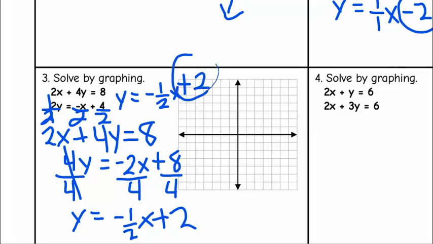All right, let's graph these. So first one is 2 right there. And then we got to go down 1 because it's negative, right? Down 1, right 2 right there. Draw the line. Perfect. All right, and the next one is 2 right there, and then down 1, right 2. Oh, same one. So they're on top of each other, okay? And when they're on top of each other, it's infinite solutions.